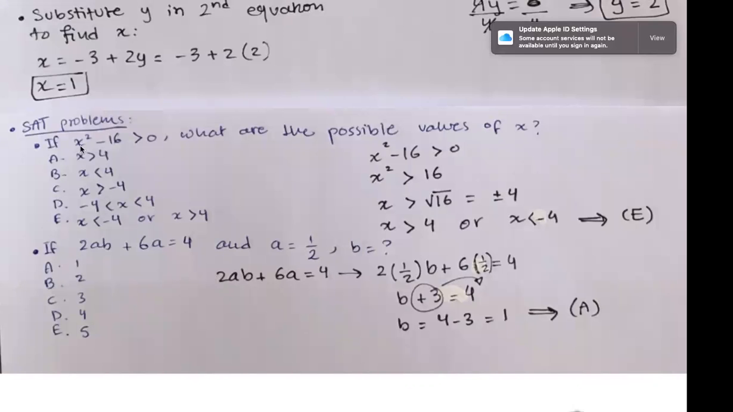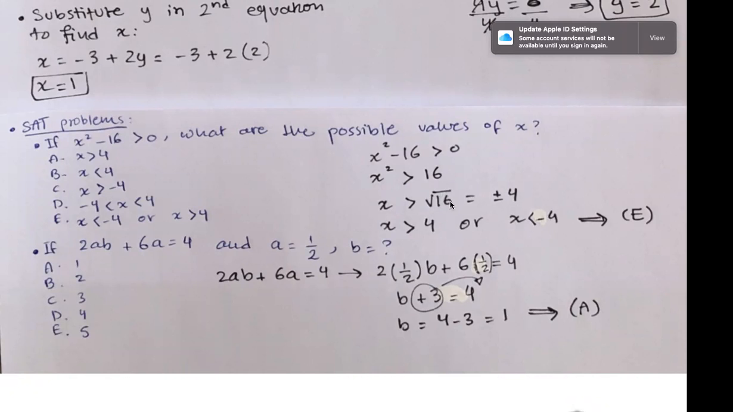If we have x to the power of 2 minus 16 larger than 0, what are the possible values of x? In this case, we just need to solve the inequality. We take negative 16 to the other side, it becomes 16. We take the radical of both sides to get rid of the square. We get that x is larger than the square root of 16. The square root of 16 is plus or minus 4.